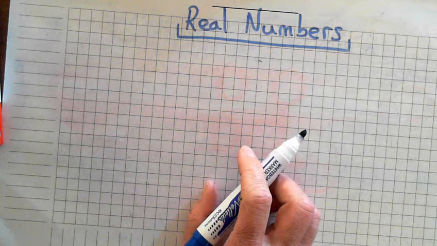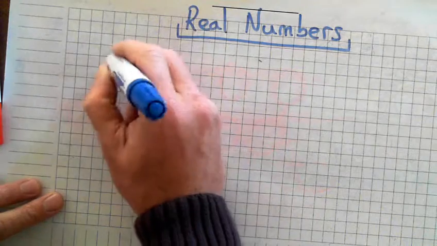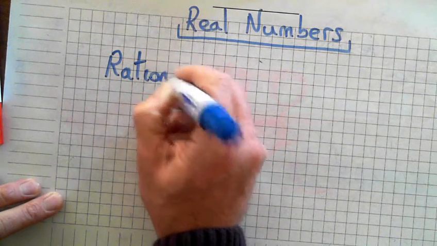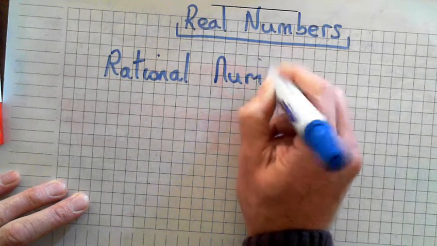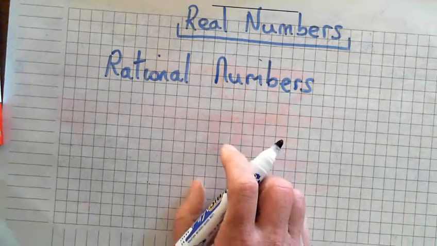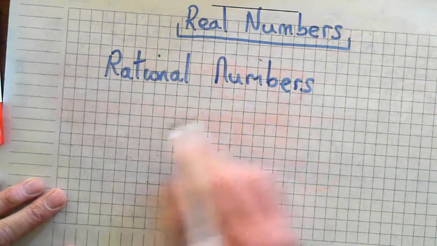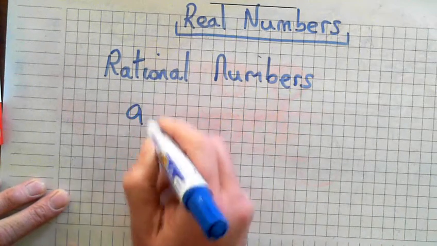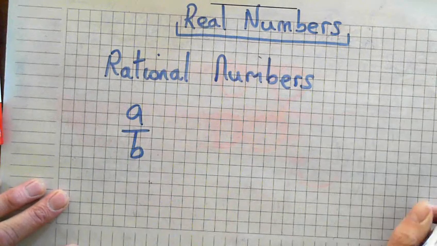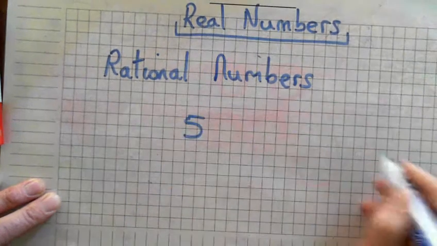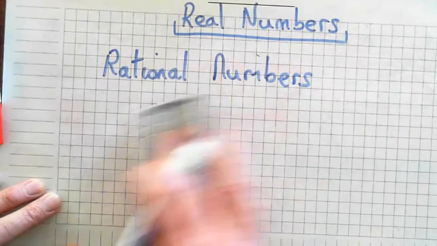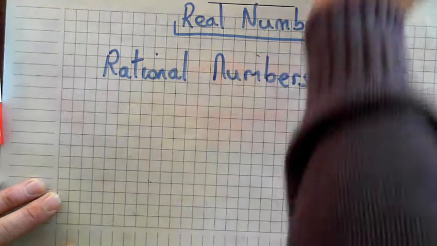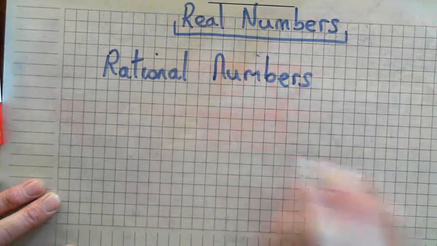Another example. Right, the next one, rational numbers. A rational number is any number that can be written like this, as a fraction. So, is 5 a rational number? Yeah, because it can be written as 5 over 1. So basically, if I take a number on my calculator, can I write it as a fraction?